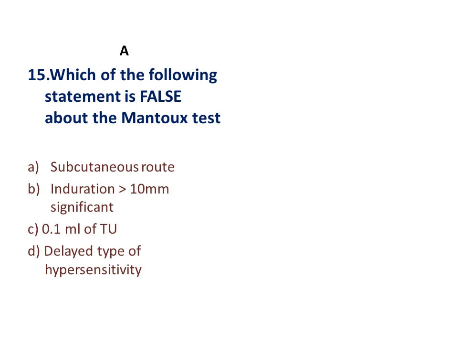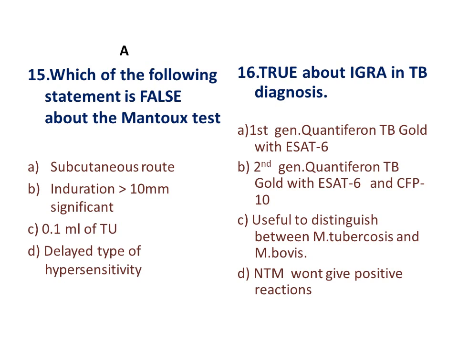And the 16th one is, what is true about IGRA, that is interferon gamma releasing assay, in TB diagnosis? The first option is first generation QuantiFERON TB Gold with ESAT6, and B option is second generation QuantiFERON TB Gold with ESAT6 and CFP10, and C is useful to distinguish between Mycobacterium tuberculosis and Mycobacterium bovis, and D is non-tuberculous mycobacteria won't give positive reactions.